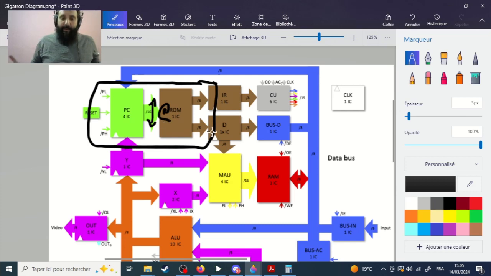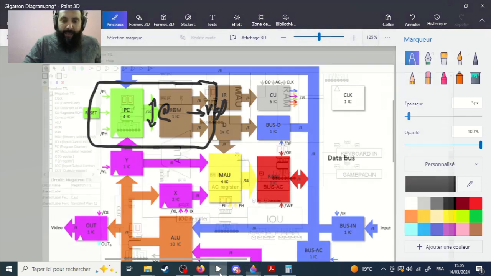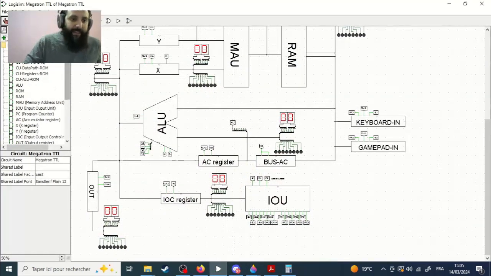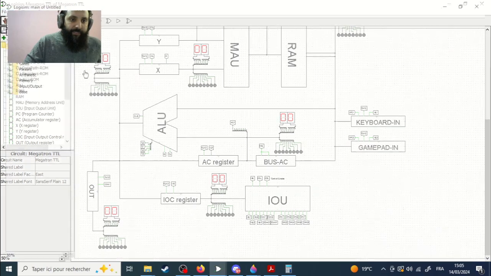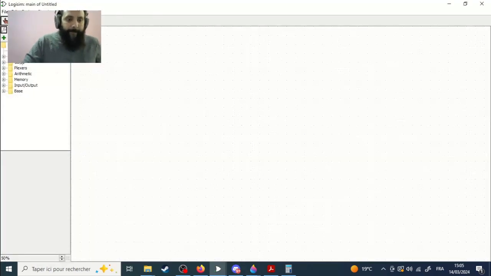The ROM works this way. You have to give an address to the ROM, and the ROM will output the value of the address itself. Did you understand? Or do I have to make an example? I can make an example in Logisim briefly to understand how the ROM works.